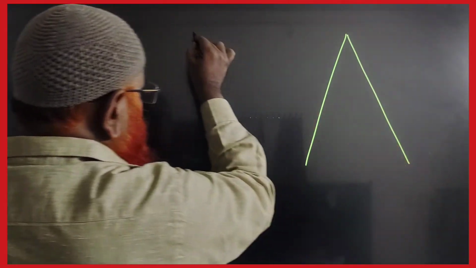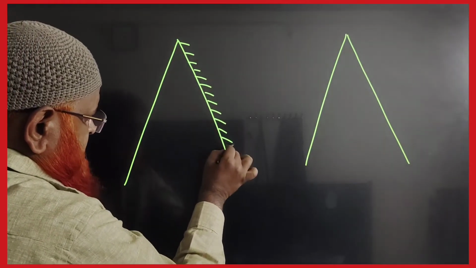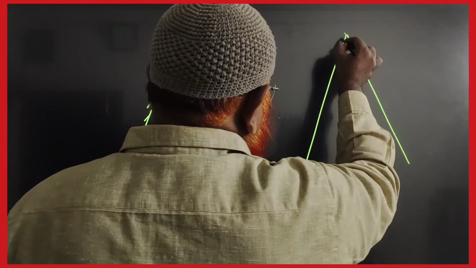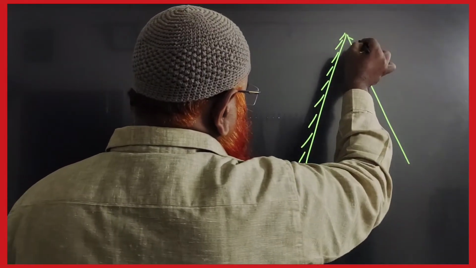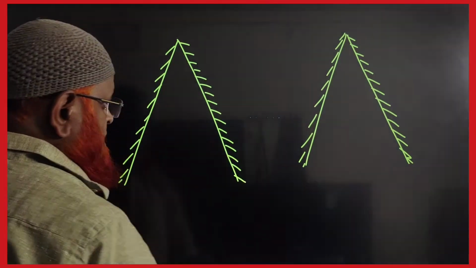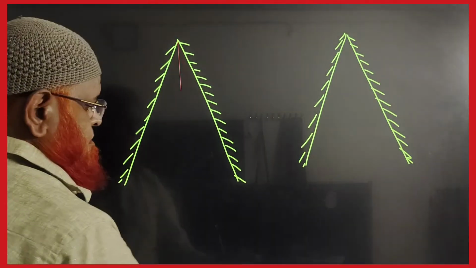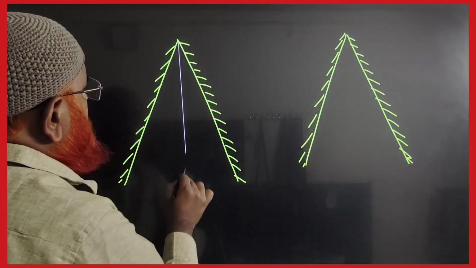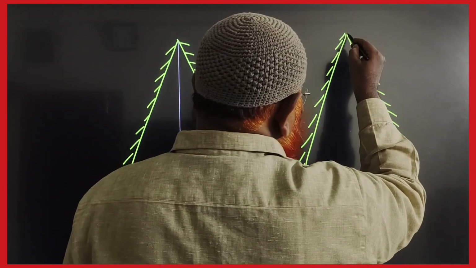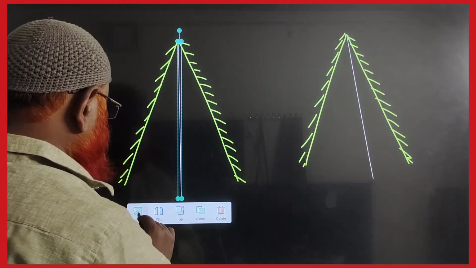Let us take the two mirrors which are kept like this, making a certain angle theta. I have taken one mirror, I have taken the other mirror. Now let us see this one. So this is exactly bisecting. And let us take the second case where it is not bisecting.